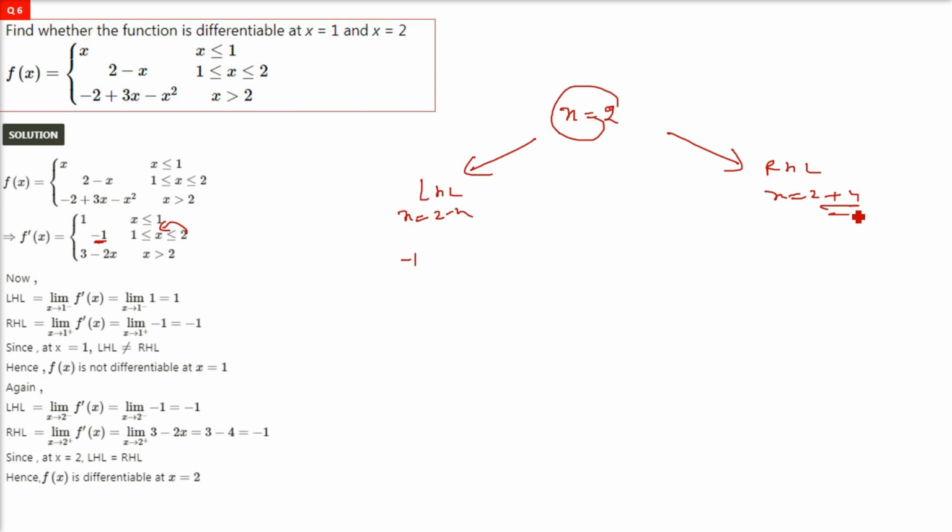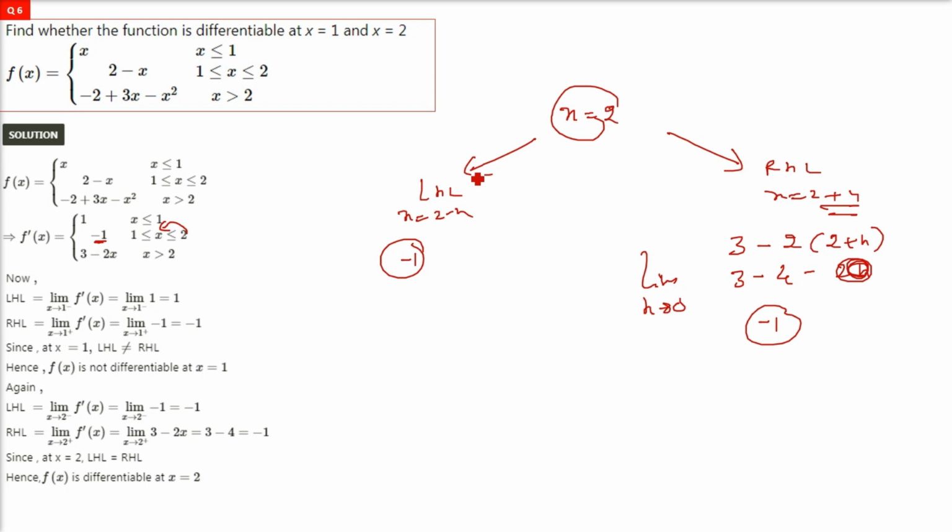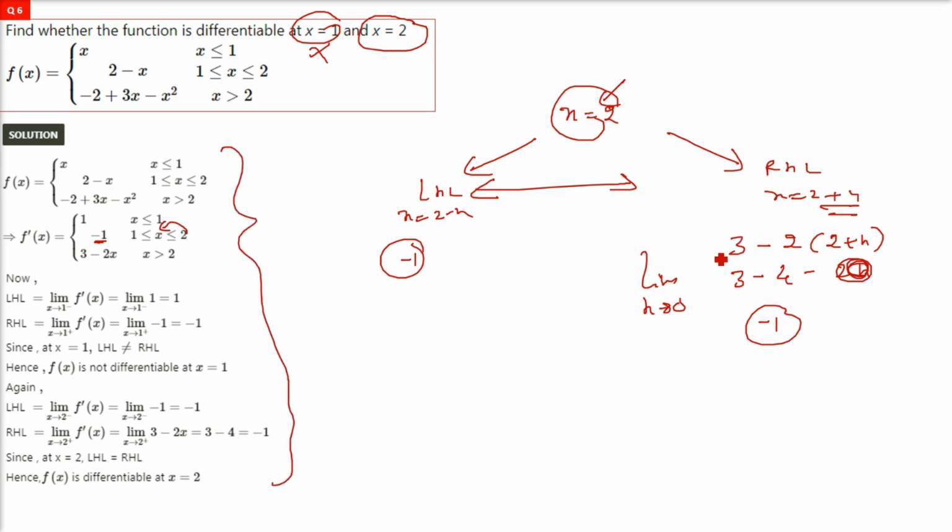But in the differentiation of negative 2 plus 3x minus x square, which is 3 minus 2x in our case, we will put 2 plus h here. So you'll get 3 minus 4 minus 2h. Now you apply the limit h tends to 0, this goes to 0, and 3 minus 4 is negative 1. Now you see the negative 1: left hand limit and right hand limit for the derivative at x equals 2 are equal. That means the function is differentiable at x equals 2. It was not at 1, but it is at 2. This is how you're going to write it in your examination or in your paper.